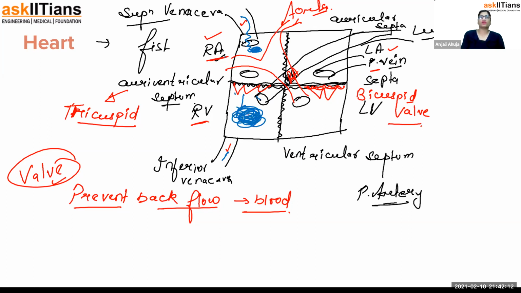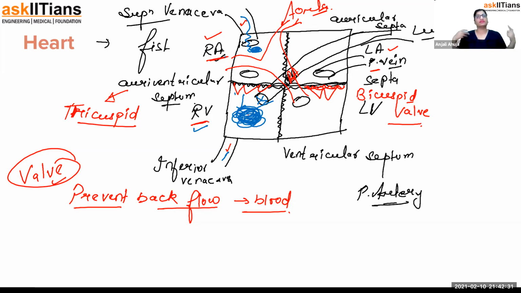Now here also valves are present. What is the name of the valve? I'll tell you, but here also the valve opens. That's the pulmonary valve, obviously. So then the pulmonary valve opens and all the blood goes into the lungs, because then the pressure in the right ventricle increases. That's why it goes into the lungs through the pulmonary artery.